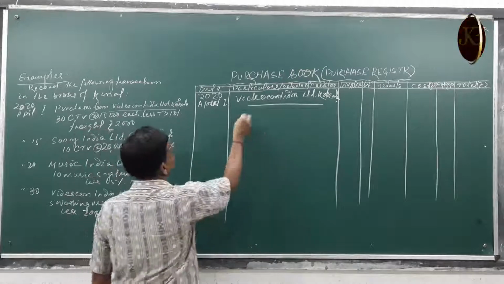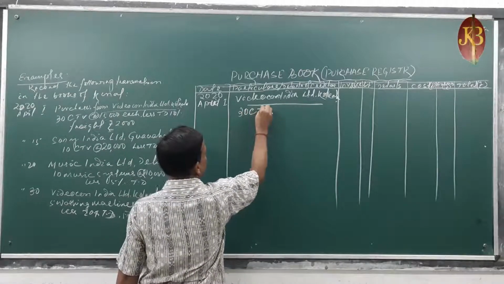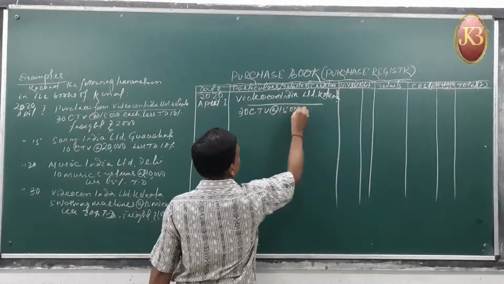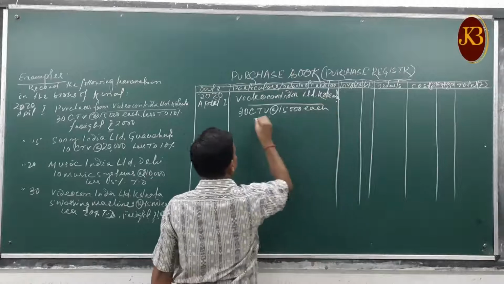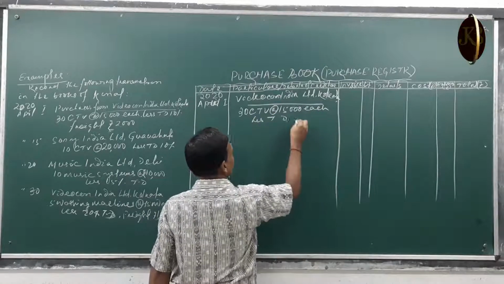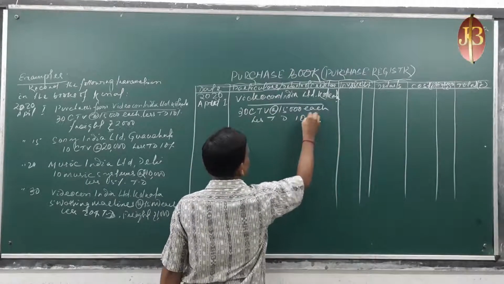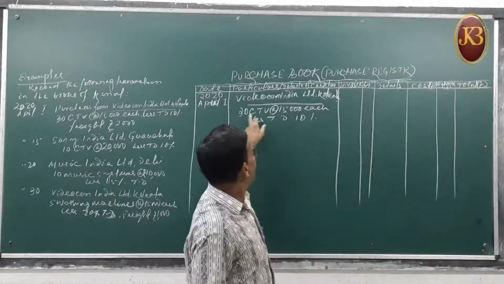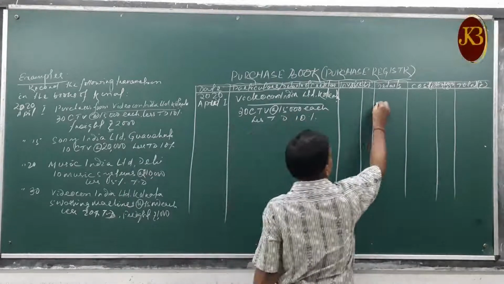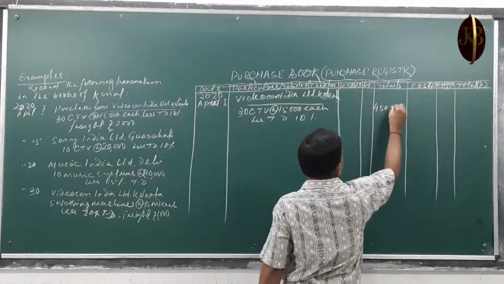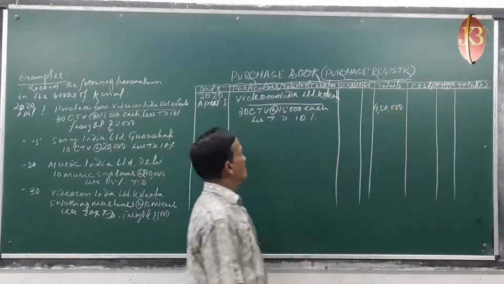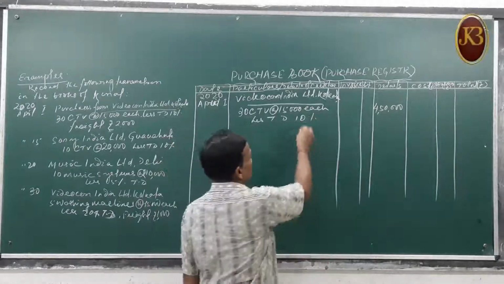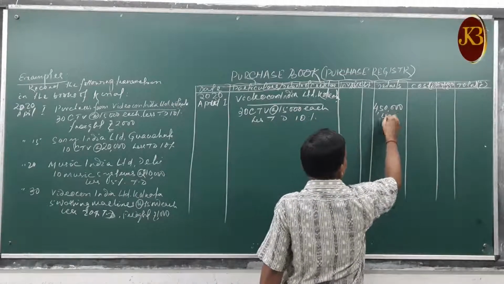Then what? 30 color televisions at the rate of 15,000, less trade discount 10%. So 30 color televisions are put in the details column. 30 into 15,000 is 4,50,000. Then less 10% trade discount, that is 45,000.